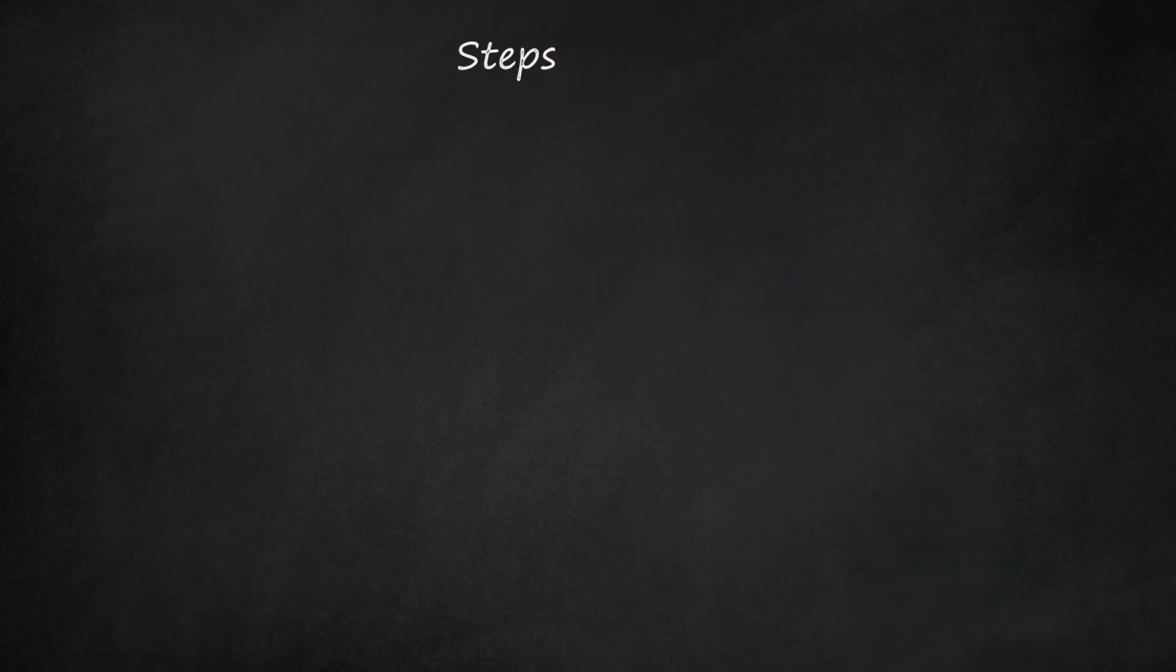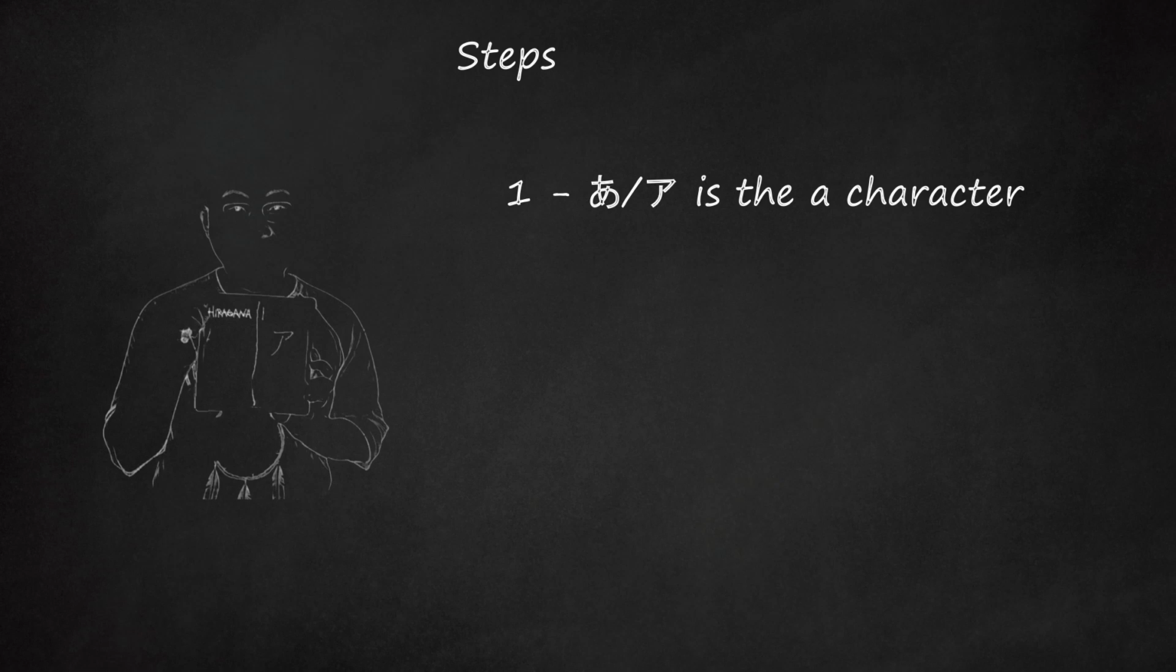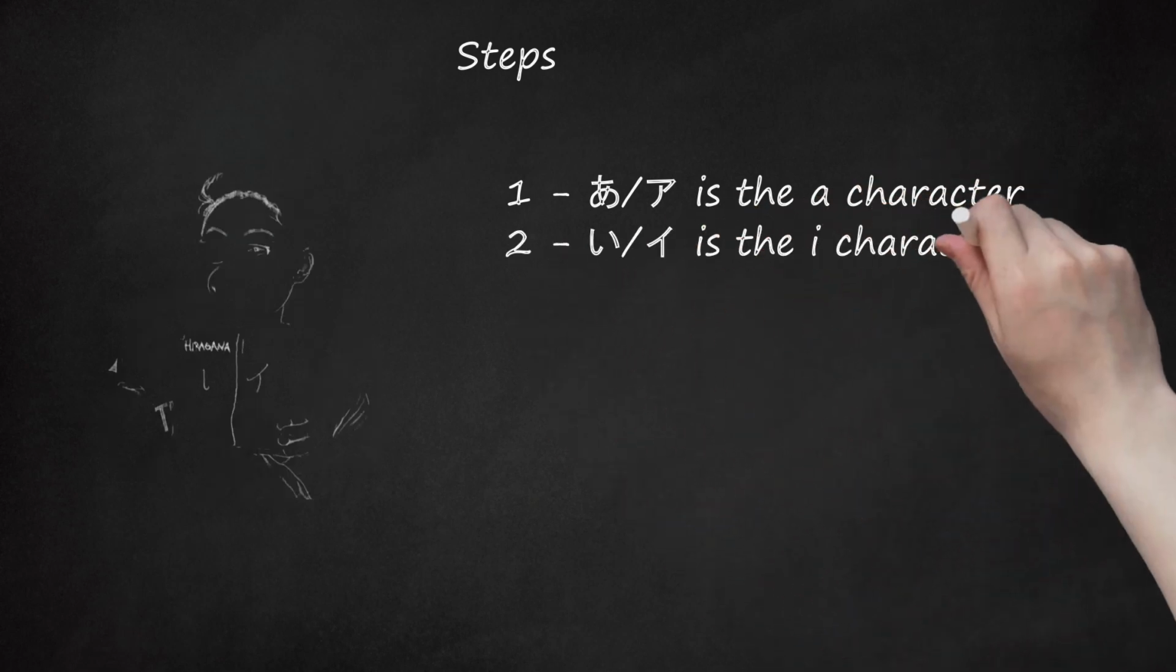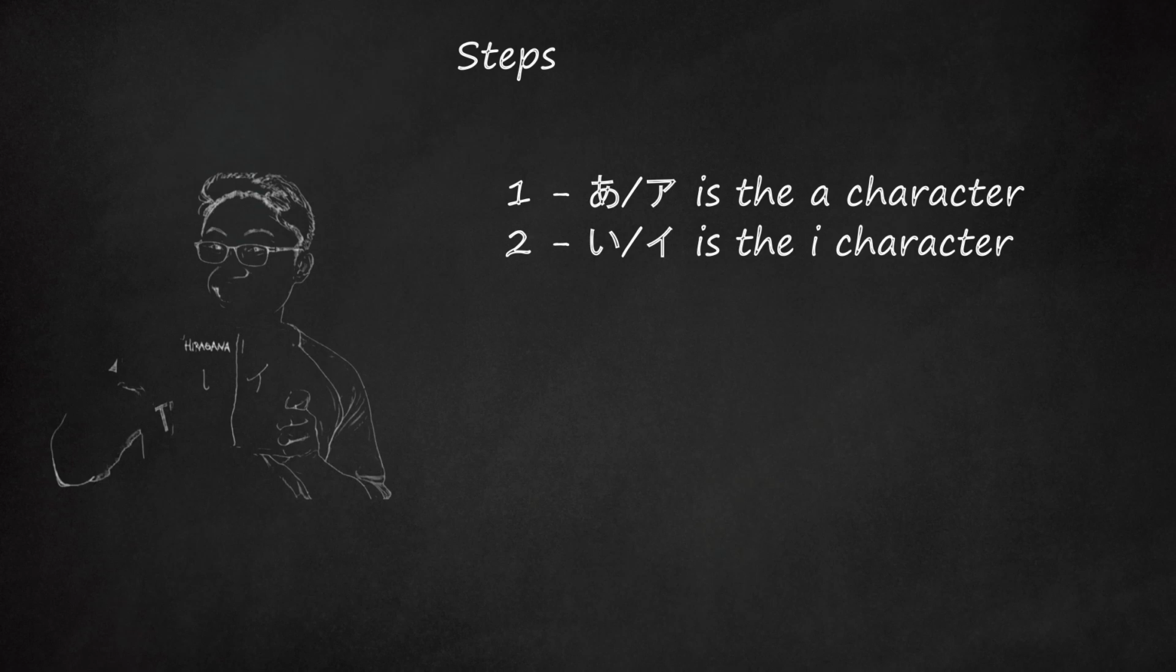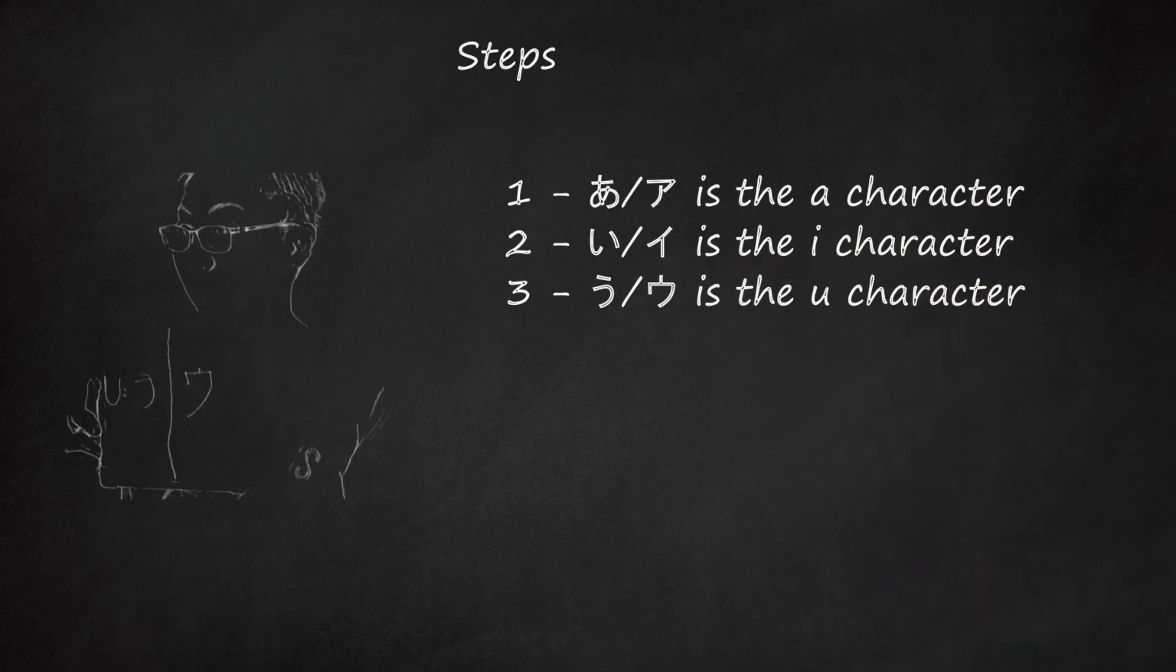Steps. 1. Is the a character. You would pronounce this character ah, like when you go to the doctor and they make you open your mouth and say, ah. 2. Is the I character. You would pronounce it ee, like you are just simply saying the English letter E. 3. Is the U character. You would pronounce it oo, like the last two os in the word to.